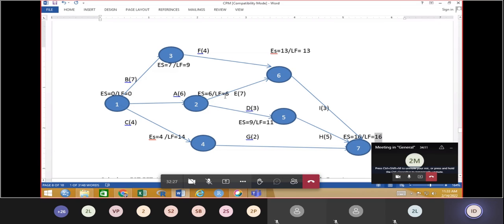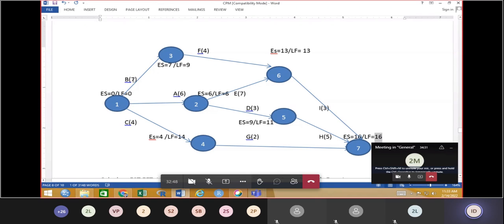So whichever is less. The difference of this is 8 and the difference of this is 7. So this is less. That is why here I have taken 7. Now similarly, LFT is equal to 9. The 13 minus duration 4 is 9. Again, this 9 minus duration 7 is 2.